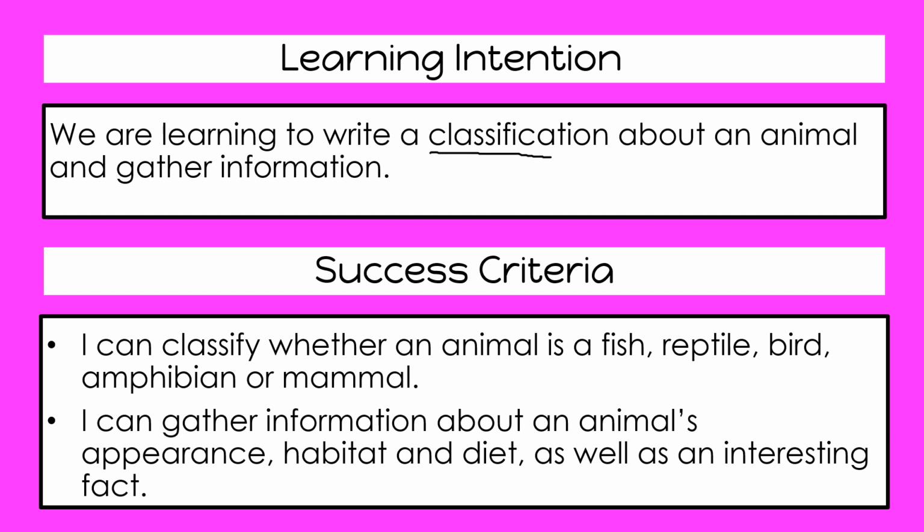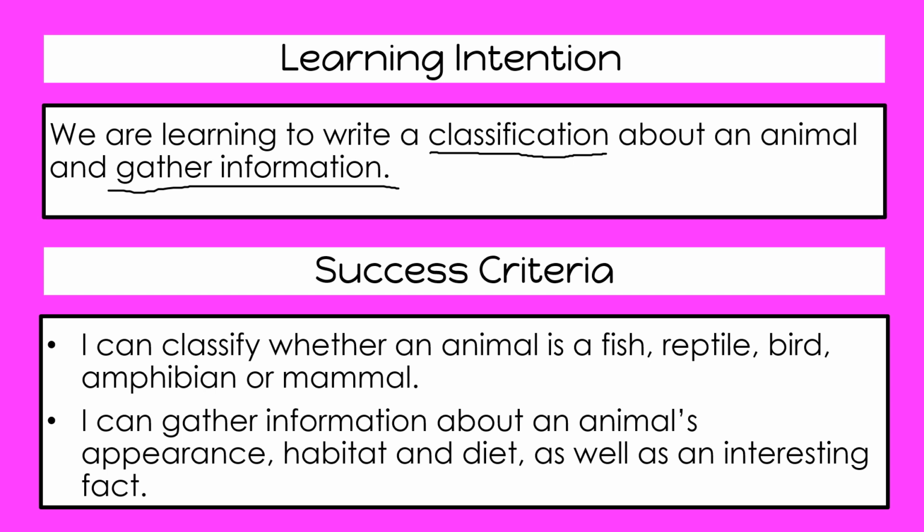So a classification, as we said yesterday, is when we put animals into different groups, and if we're writing about a certain animal, we will classify it. So that means we talk about what kind of animal it is. And we're also going to gather information. So we're going to try and gather some other interesting information about an animal as well.